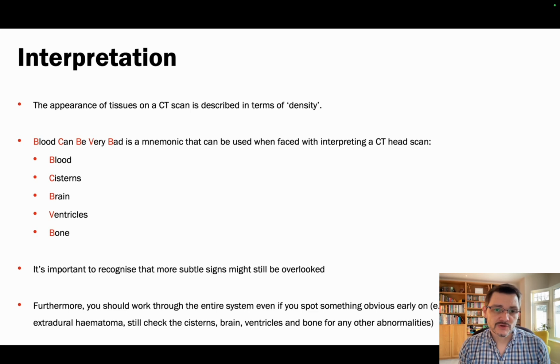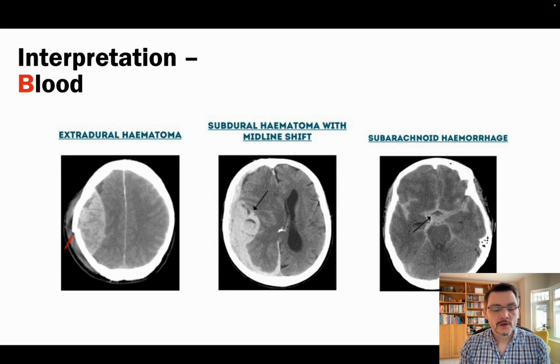Most important though is to not get sidetracked by something glaringly obvious in the ventricles when you're trying to look at cisterns, or missing a brain problem because you're diving ahead to a fractured skull. Always make sure you do it in this order and get into that habit of ensuring that you don't change your pattern.